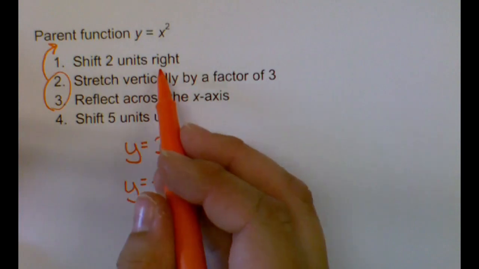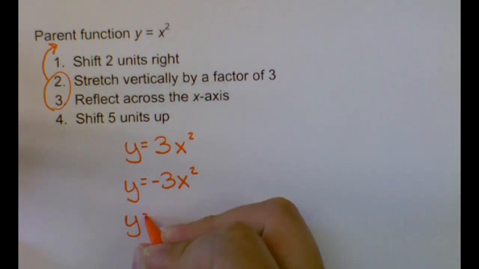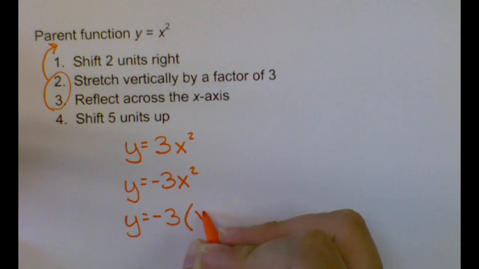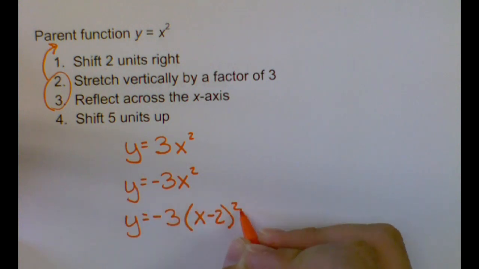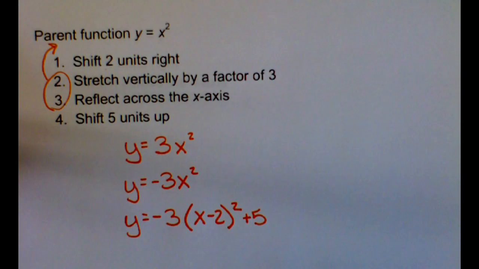Then I shift 2 units right. That's a minus 2 in with the x. So that's negative 3 times x minus 2 squared. And then 5 units up is just a plus 5 on the end.